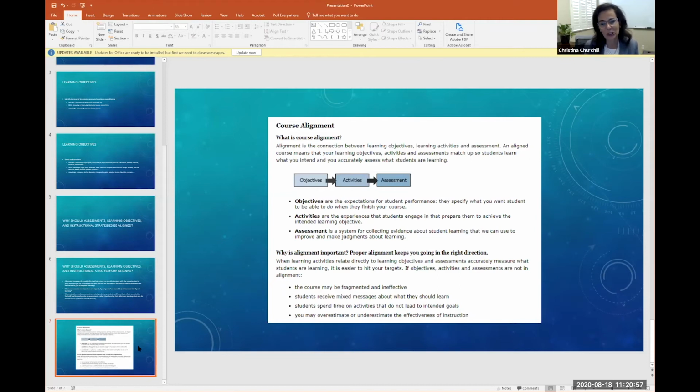So really taking a look at what are you assessing? Is it truly lined up with what they're supposed to be learning? I think that that will add a lot of value to your course. It will make learning a lot more meaningful for your students.